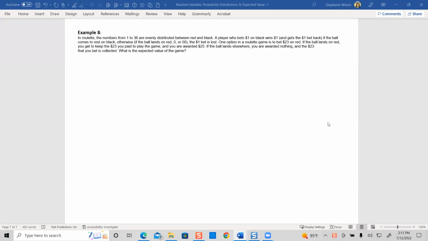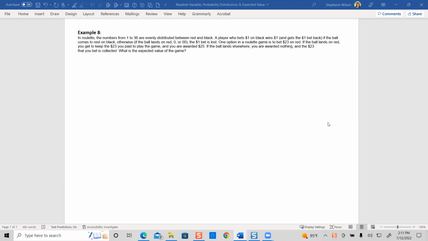So this next one, the numbers from 1 to 36 are evenly distributed between red and black. A player who bets $1 on black wins $1 and gets the dollar bet back if the ball comes to rest on black. Otherwise, if the ball lands on red, 0 or 00, the dollar bet is lost.